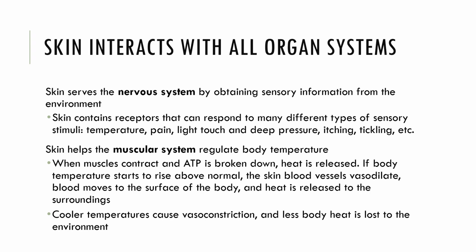The skin helps the muscular system to regulate body temperature. So when muscles contract and ATP is broken down, heat is released. So if body temperature starts to rise above normal, the skin's blood vessels vasodilate. The blood moves to the surface of the body and the heat is released. And cooler temperatures cause vasoconstriction, and less body heat is lost to the environment.